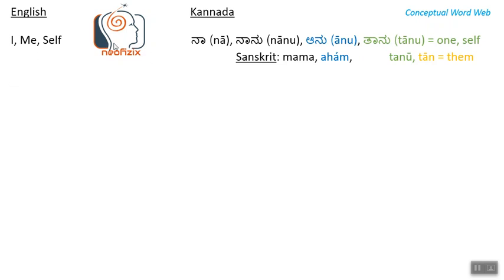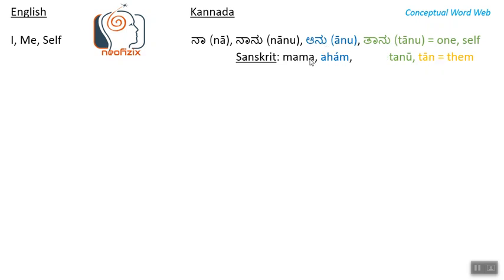So let's look at a deeper relationship between two languages, Kannada and Sanskrit. In English, I, me, self translates to na, nanu, anu, tanu in Kannada. And in Sanskrit, we can use mama, aham, and tanu to refer to I, me, self, and so on. And there is another sound close to tanu, which is tan, which is also used in Tamil and Kannada, which refers to themselves, or himself, or myself, or something like that. In Sanskrit it means tan, like a tangent meaning, but somewhat the sound is related and the meaning is also related.